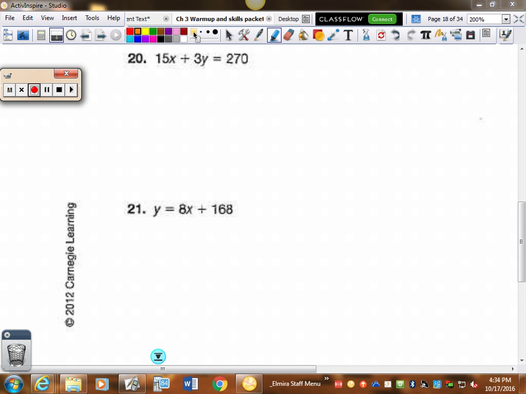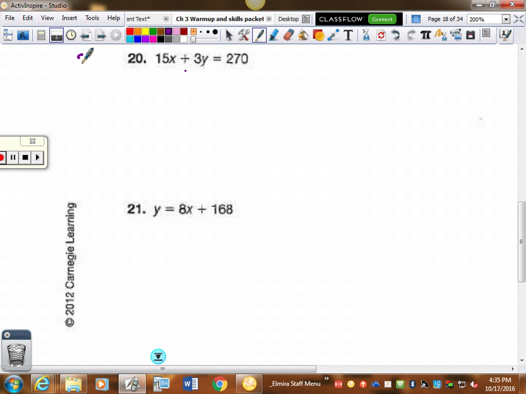Okay, let's look at homework for a second. Number 20 and 21 are examples I'm going to do.